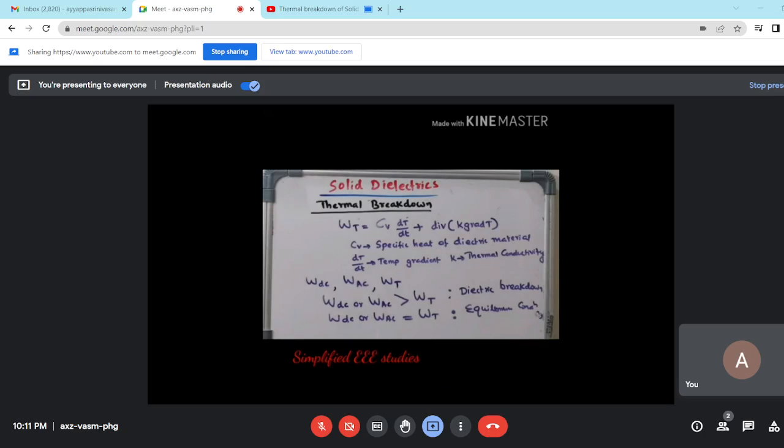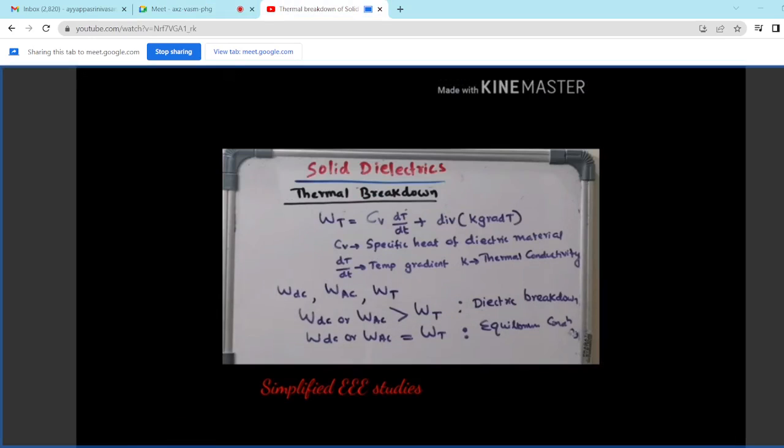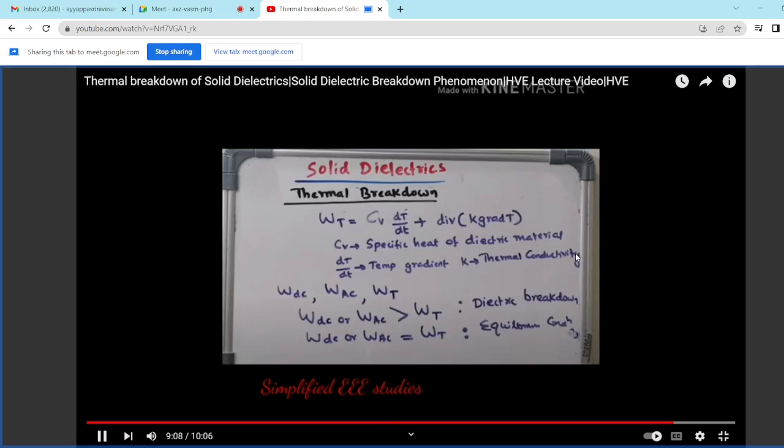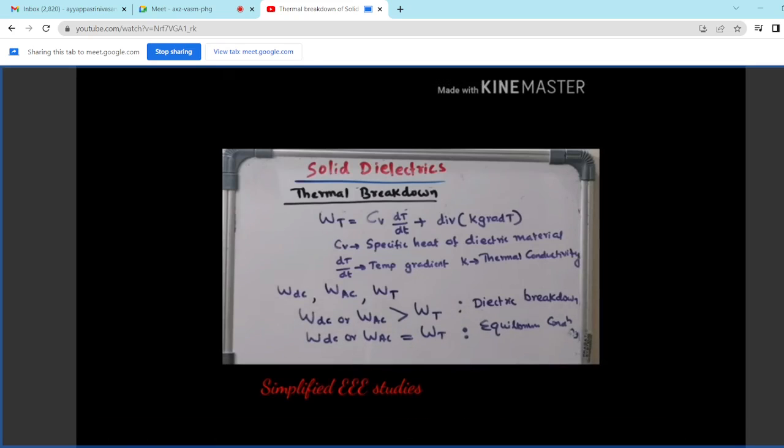I hope you could understand what thermal breakdown is. It is one of the normal phenomena which takes place in all types of high voltage insulation material or high voltage dielectric material. First you are supposed to calculate WDC, that means heat generated under a DC field. Later you calculate heat generated under an AC field. Thereafter, you calculate how much heat is transferred from the solid dielectric material, which is given by the expression WT.